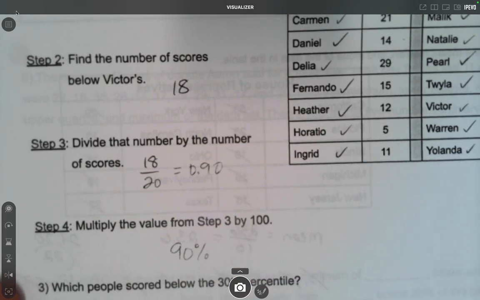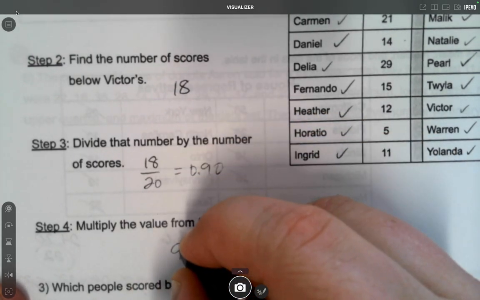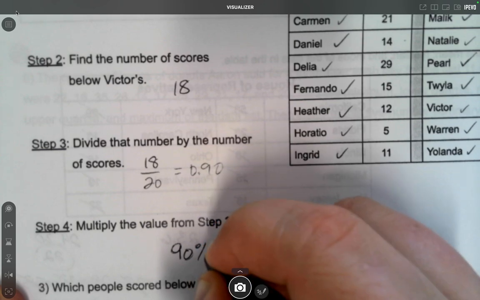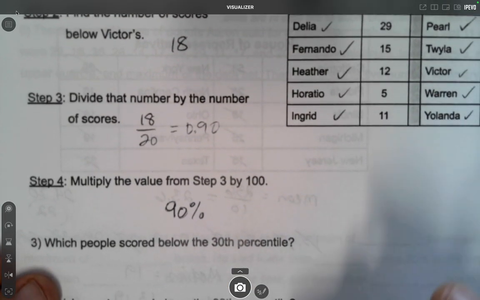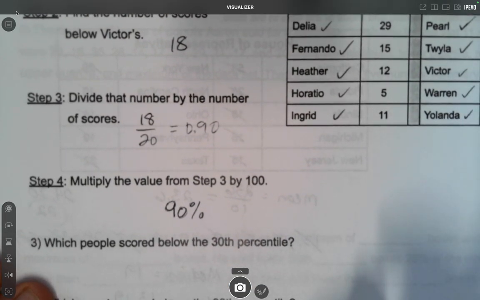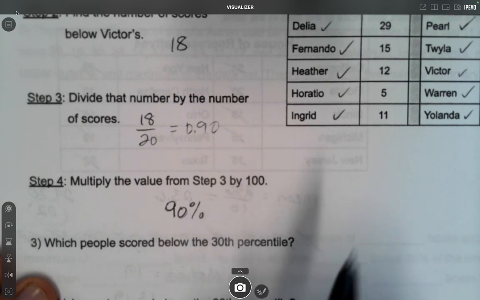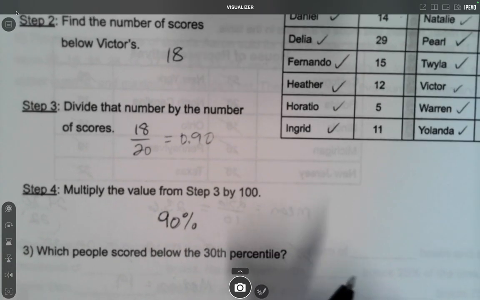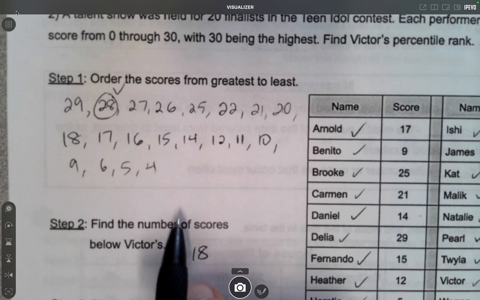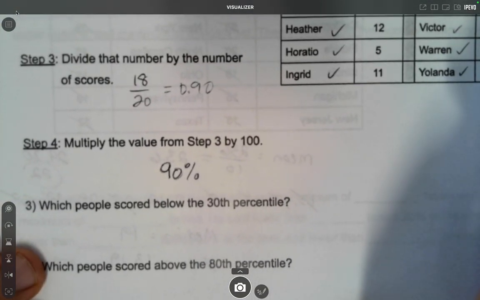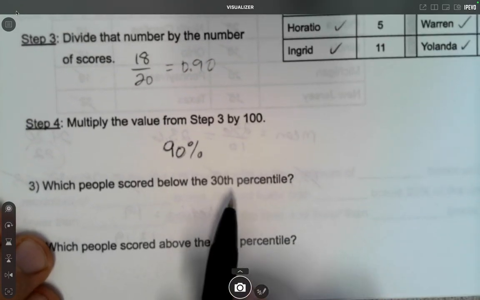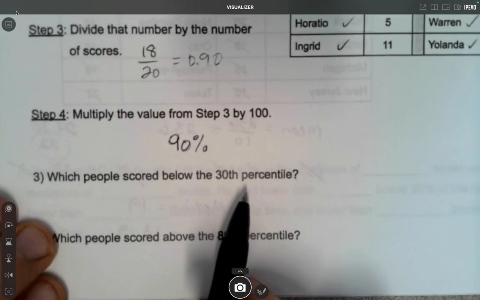So Victor is in the 90th percentile of this contest. That means his score was higher than the scores of 90% of the people who were in it. So now we've already got them in order. So it says which people scored below the 30th percentile. So we want to figure out the 30th percentile.